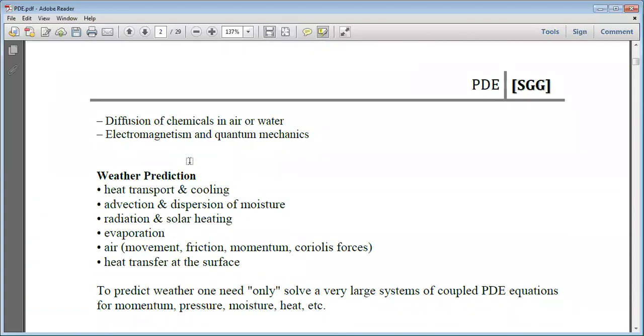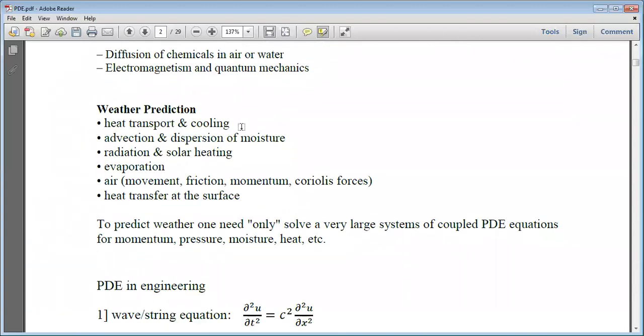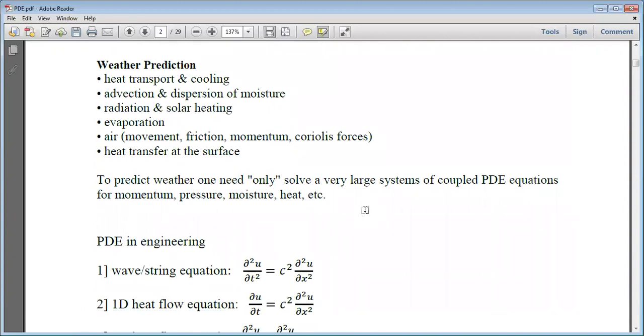If we consider weather prediction, it again deals with heat transport and cooling, advection, dispersion, radiation of solar heating, evaporation, air movement, heat transfer at the surface. So to predict the weather, one needs only to solve a very large system of coupled partial differential equations for momentum, pressure, moisture, heat, etc.